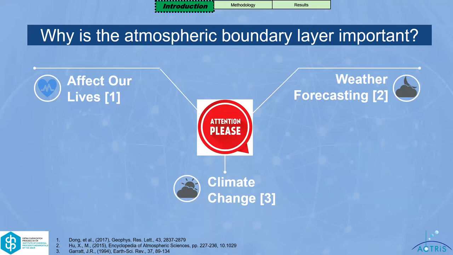So why is it important to study this layer? Because when this layer is lower in height, it retains all the particle movements. That is, it increases the particles near the surface, which leads to several pollution events like haze, which affects our health and our lives. This layer is also an important factor for calculating the Earth radiation budget, which is an input for weather forecasting models. This layer also has the ability to change the atmosphere near the surface because it retains the momentum transfer as well. So it leads to climate change as well.